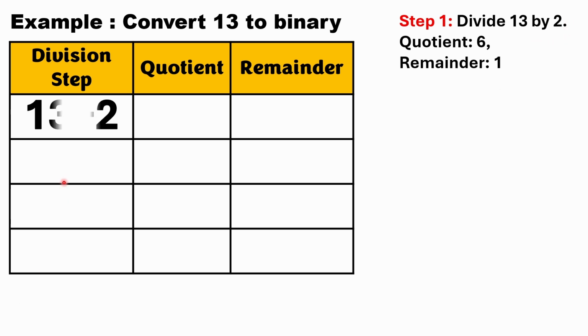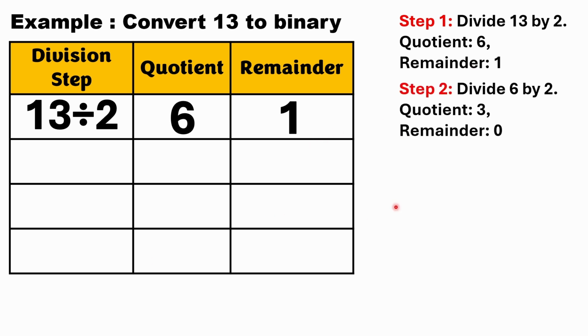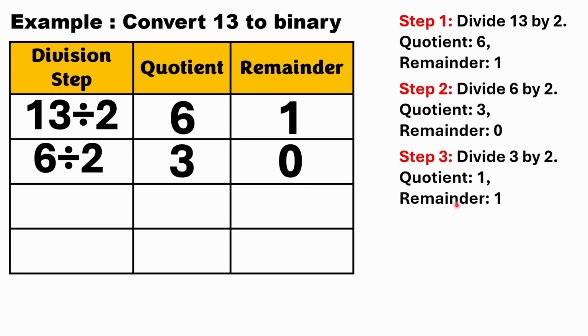We have 13 divided by 2 equals 6, and the remainder is 1. Next, step number 2 is to divide 6 by 2. So 6 divided by 2 equals 3, and we have no remainder, so we have 0. Step number 3, divide 3 by 2.